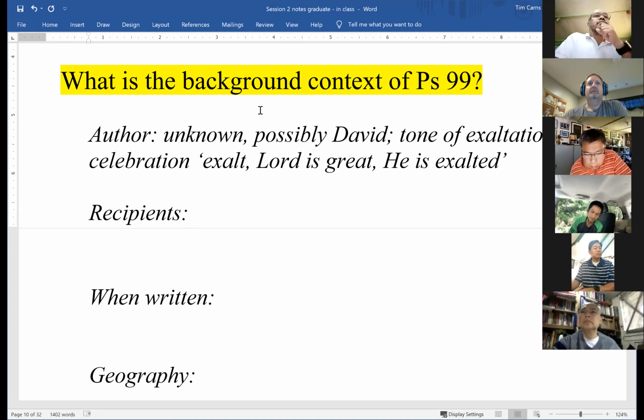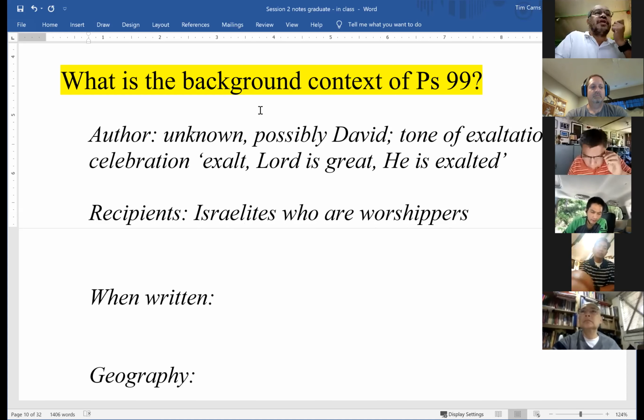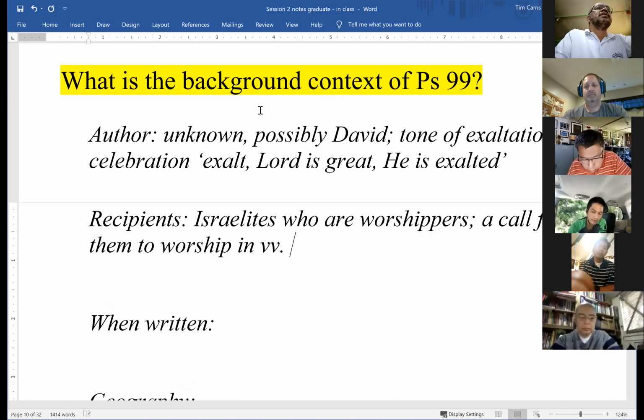Pastor Tim, yes. Preferably Israelites who are worshippers, because there is a call for them to worship. Okay, good. Where do we see that? You could see that in verse 5, worship at his footstool. Verse 9, worship at his holy hill.